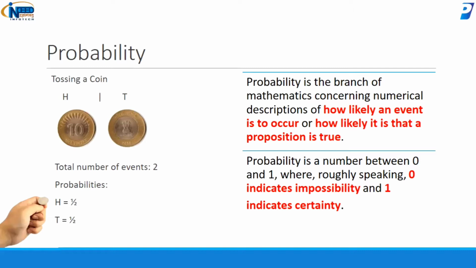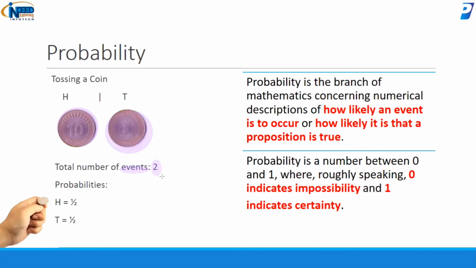Let's take an example. If you have a coin, it has head and tail. So these are the two possibilities we have. We will call these events. So how many events do we have? The total number of possible events is two.